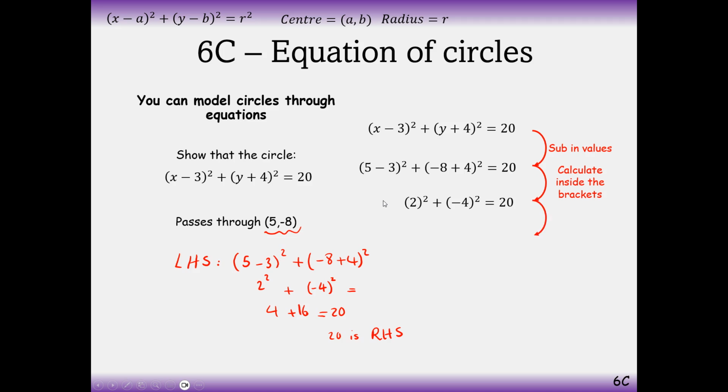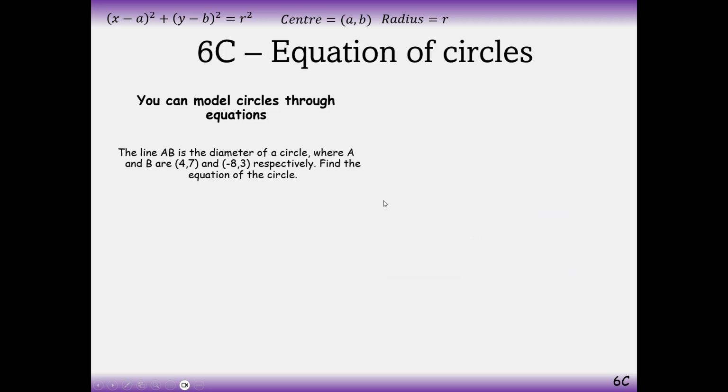Okay, so there's the working out one more time. So here the line AB is the diameter of the circle, and A and B have such coordinates. We have been told to calculate the equation of the circle. So here's where you need to use your assumptions about perpendicular lines, midpoints, and whatnot. So the midpoint of these two coordinates will be the center of the circle. So let's find it.